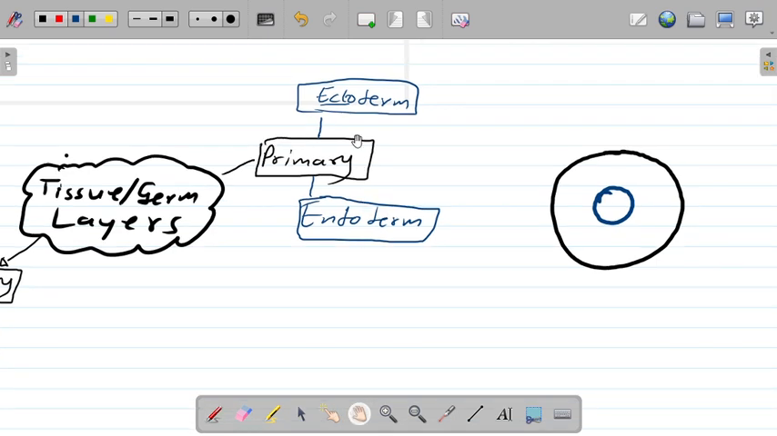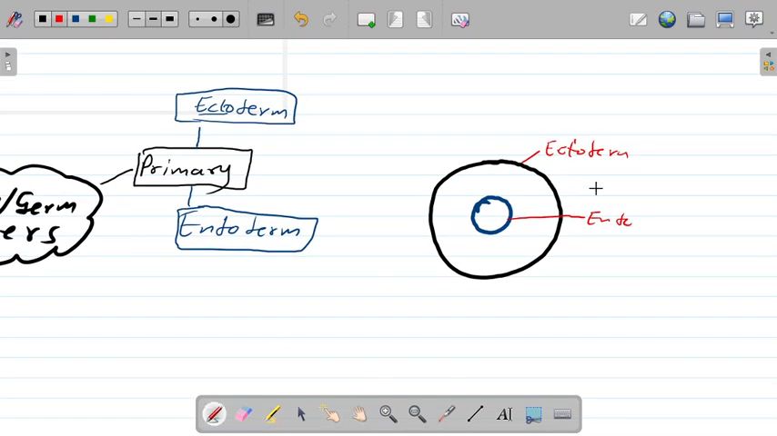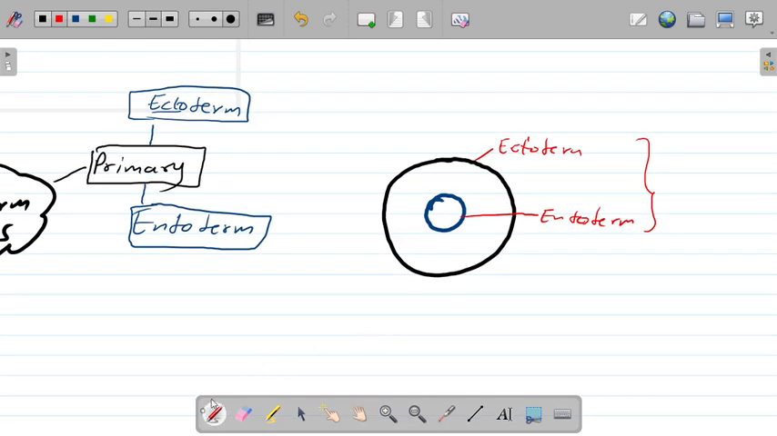Good. When an organism has the ectoderm and the endoderm, so when it just has these two, ectoderm and endoderm, this organism is basically diploblastic. They are known as diploblastic organisms. Di meaning it has only two germ layers.